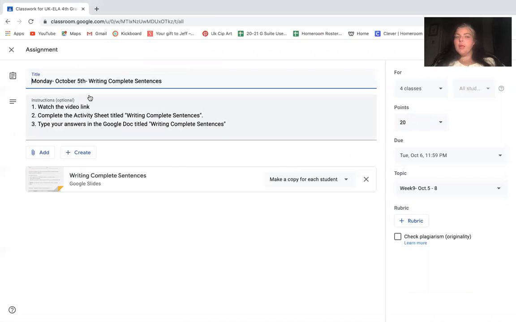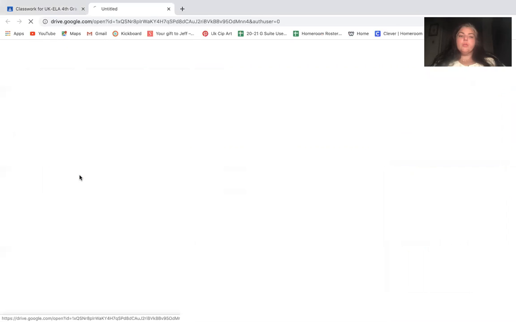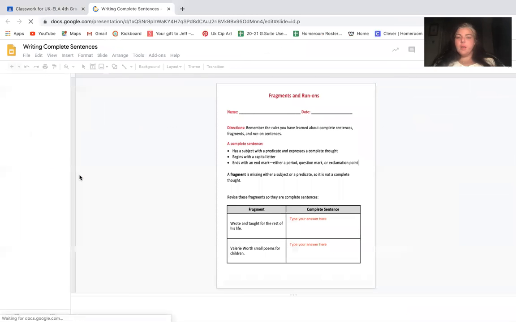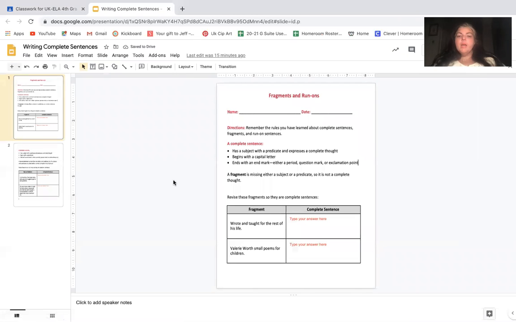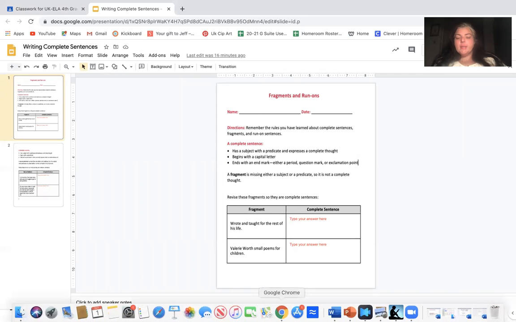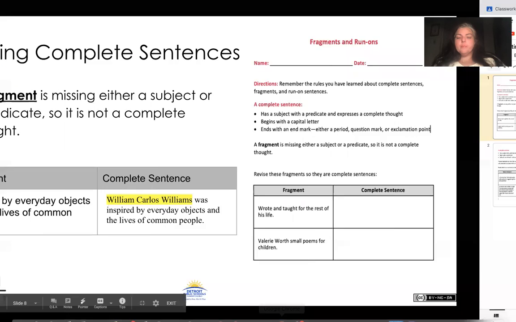This is what it will look like on your Google Classroom. And you will just click on the document. And you'll notice that I wrote "type your answer here." So you will type your complete sentence here. Here are your fragments, and you are going to type the complete sentences that you write. Don't forget to write capital letters and to add your punctuation.